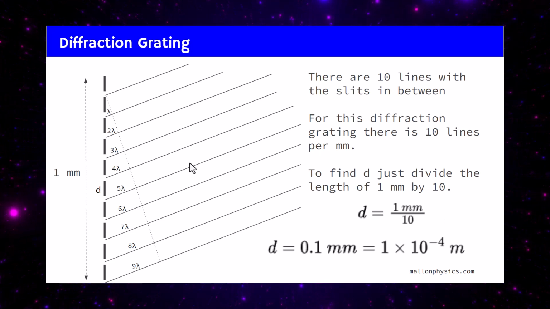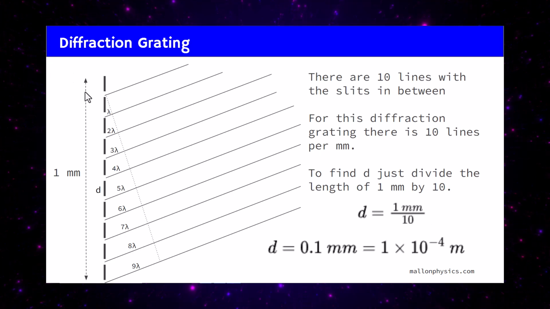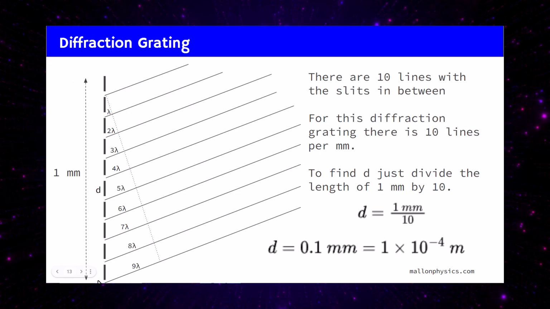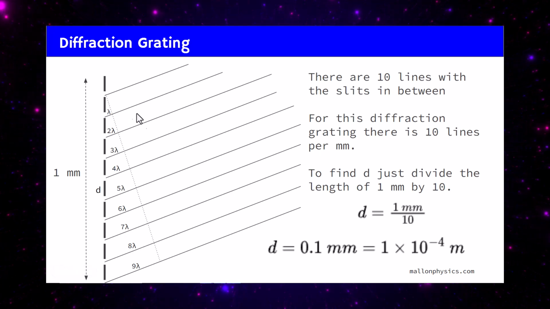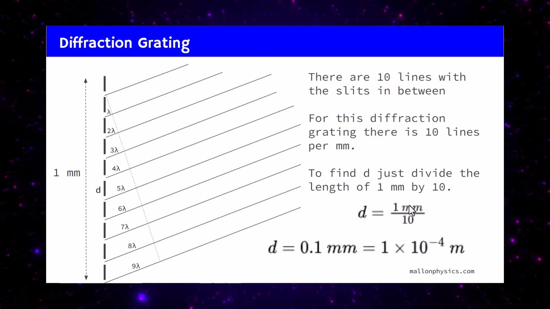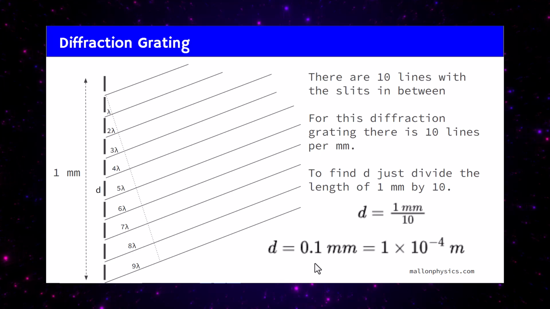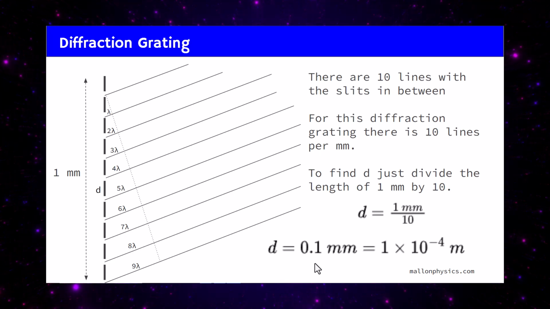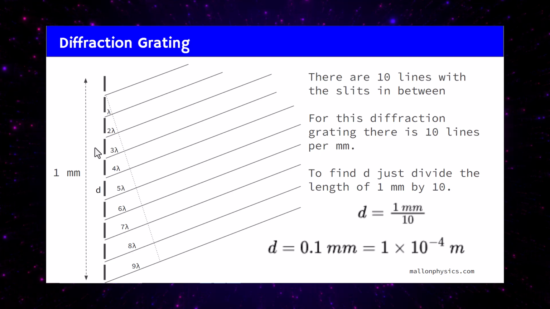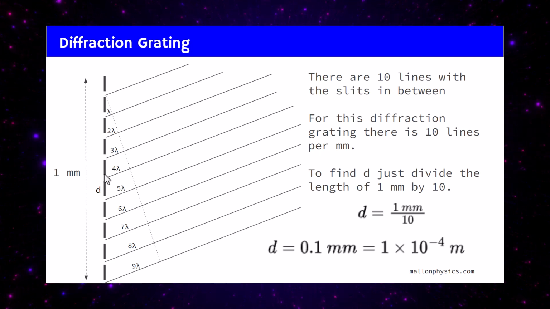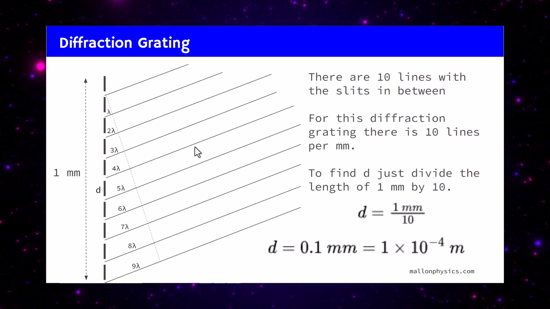We say the distance d must be equal to the actual length it's covered, divided by how many lines there are. In this case, we've got 10 lines covering 1 millimetre, so d must be 1 millimetre divided by 10. That comes out to be 0.1 millimetre. Convert that into metres, because that's the standard measurement, and the distance between the slits is going to be 1 times 10 to the minus 4 of a metre.